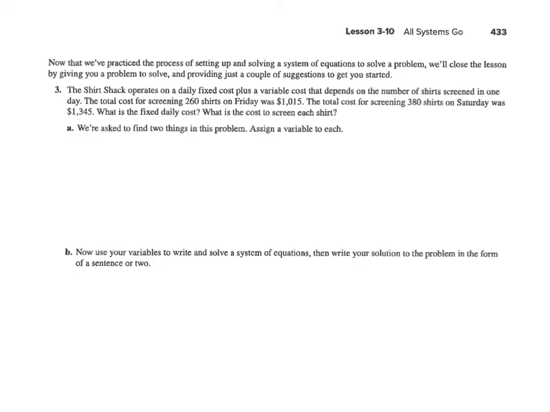The Shirt Shack operates on a daily fixed cost plus a variable cost that depends on the number of shirts screened in one day. Okay, the total cost for screening 260 shirts on Friday was $1,015.